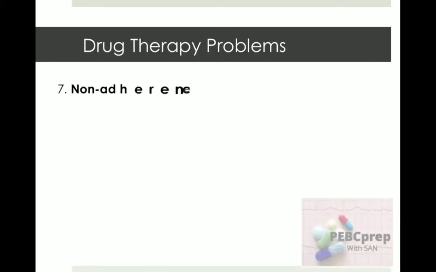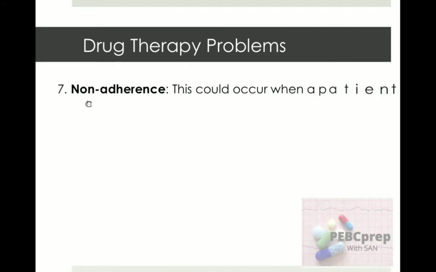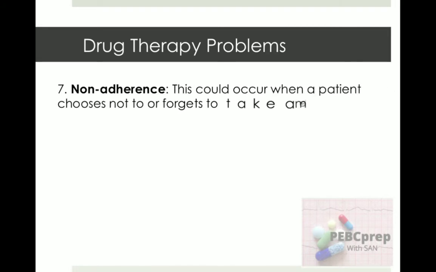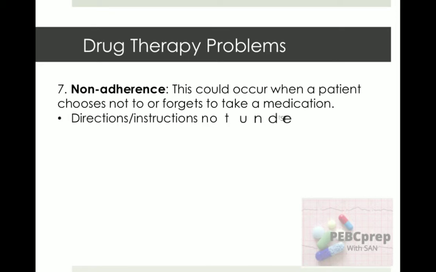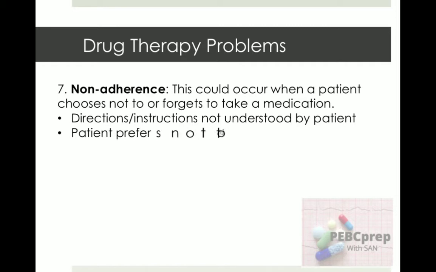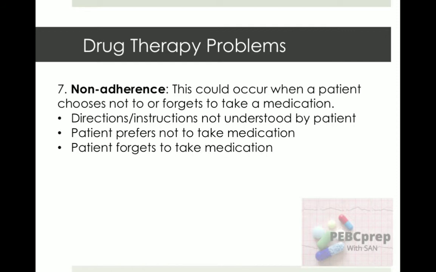Then the next category is non-adherence. This could occur when a patient chooses not to or forgets to take a medication. This may happen when directions or instructions are not understood by the patient, the patient prefers not to take medication, the patient forgets to take medication, or the drug product is too expensive for the patient.